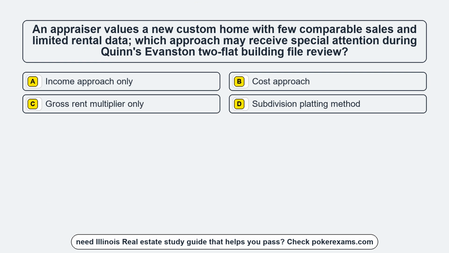Question 2. An appraiser values a new custom home with few comparable sales and limited rental data. Which approach may receive special attention during Quinn's Evanston 2-flat building file review? Option A. Income approach only. Option B. Cost approach. Option C. Gross rent multiplier only. Option D. Subdivision platting method.